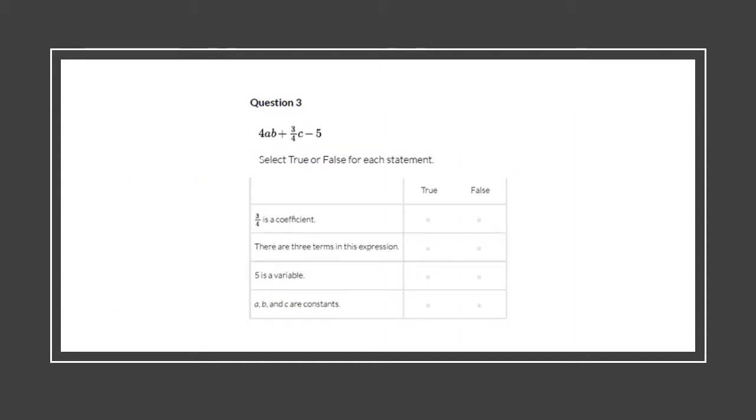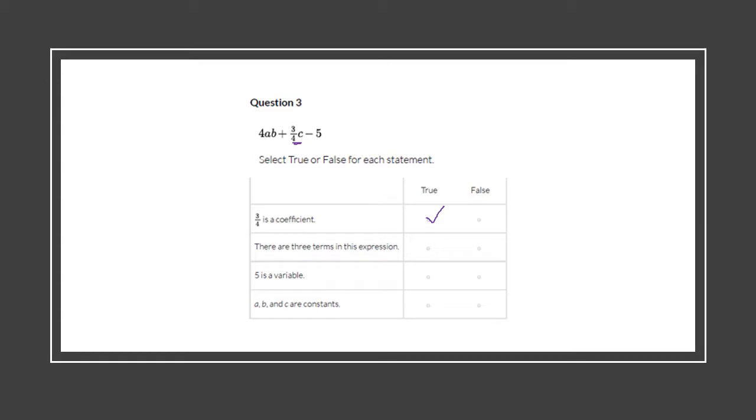Select true or false for each statement. We've got 4ab plus 3/4 c minus 5. So 3/4 is a coefficient. A coefficient is the number beside a variable. Well, I see that 3/4 is the number beside c. So 3/4 is a coefficient.